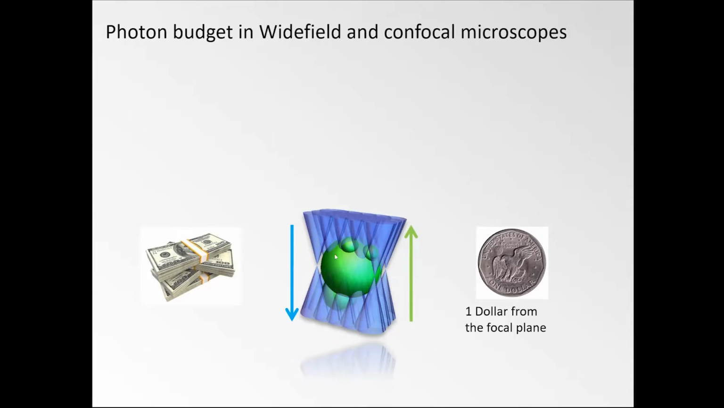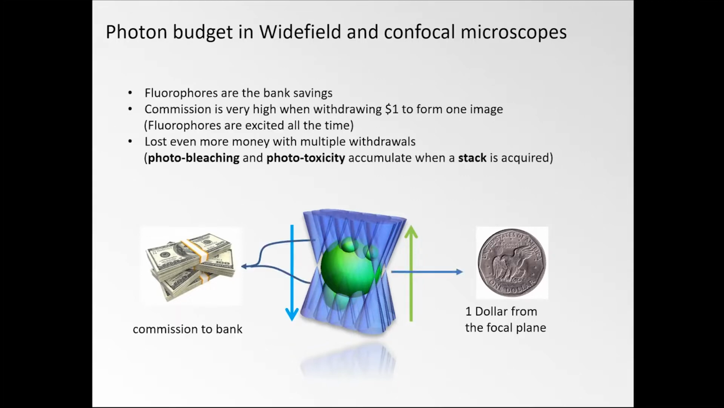The commission would essentially be the photons that you don't use, but nevertheless excite. So that would be a terrible bank, because if you were to make multiple withdrawals, which in the analogy would be like acquiring a Z-stack, you would have exhausted your entire bank account after withdrawing like 100 Z slices. Again, in this silly argument, each Z slice would be worth $1 and the commission would be $100.